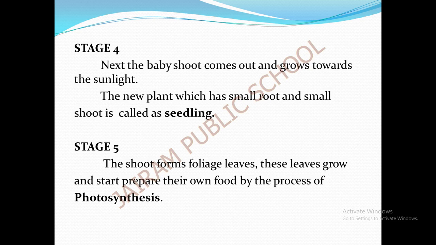And stage 5, the shoot forms the foliage leaves. These leaves grow and start to prepare their own food by the process of photosynthesis. So after that, what is happening? The plant starts to grow and has leaves from the stem, so it is able to prepare its own food in the process of photosynthesis. These are the 5 stages of seed germination.